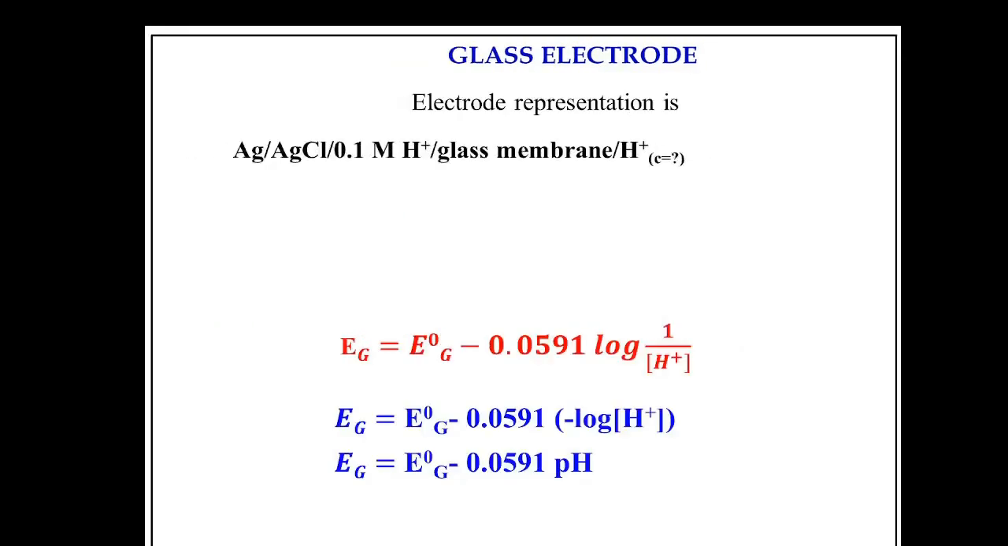And the electrode representation is silver in contact with silver chloride, in contact with 0.1 molar HCl, then glass membrane in contact with H plus ions of unknown concentration. Or it can also be represented as Pt, that is platinum, in contact with 0.1 molar H plus, in contact with glass membrane, in contact with H plus ions of unknown concentration.